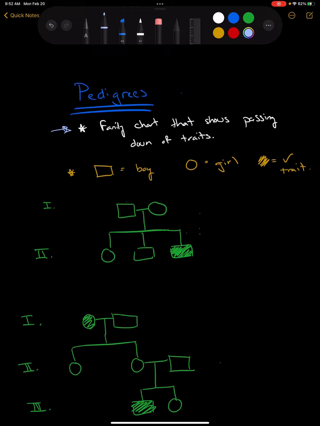Now, a pedigree is a family chart that shows the passing down of traits. So instead of just looking at a mom and a dad and their offspring, now we can look at big families. We can look over several generations of the passing down of traits. Now, there's a couple rules for it.